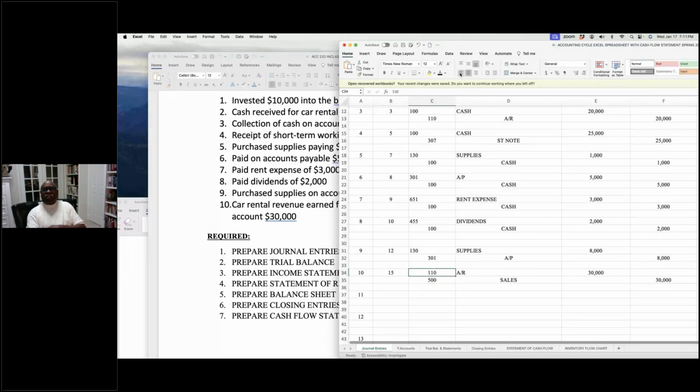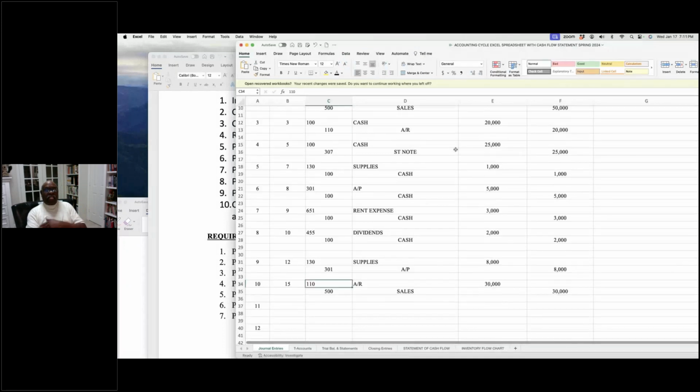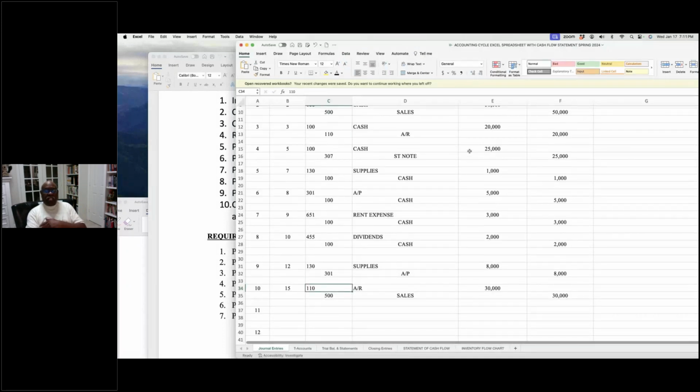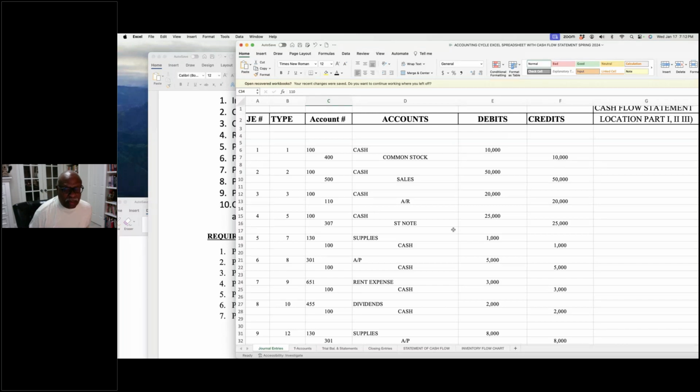So we've made all of these journal entries, got them all done. How much cash do we have after all these journal entries? That's the purpose of the T accounts, to tell us how much is in each account. So we're going to put these amounts in the T accounts. If it's a debit in the journal entry, it's going to be a debit in the T account. If it's a credit in the journal entry, it's going to be a credit in the T account. So that's posting to the ledger.